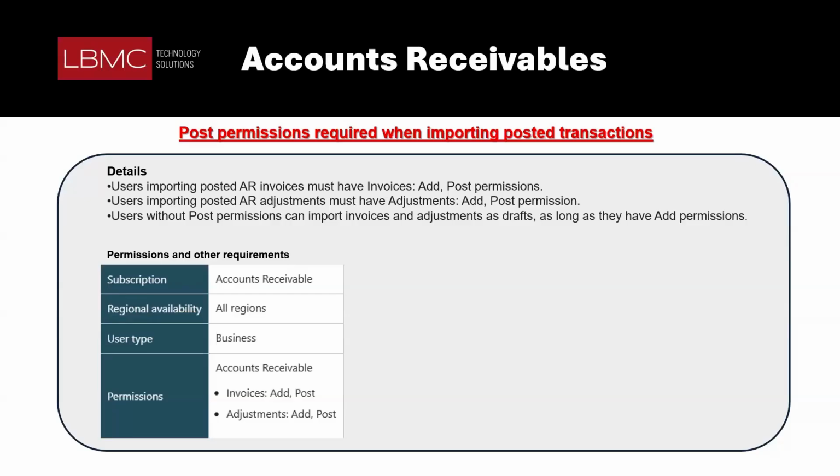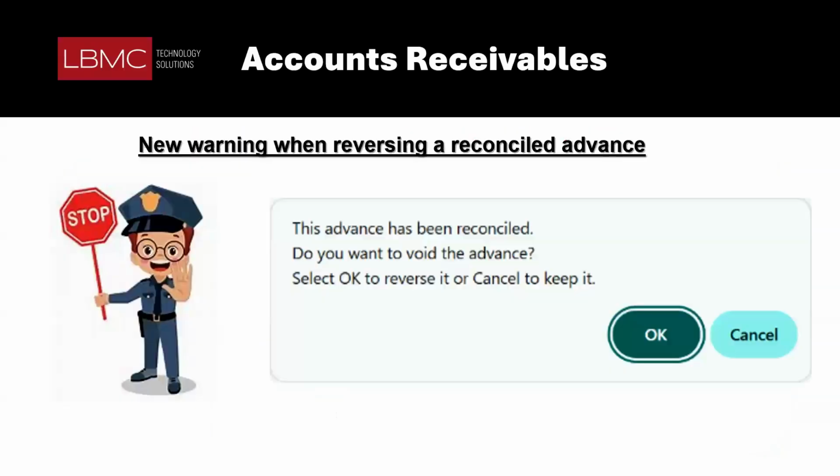Also, a reflection of accounts payable within the AR updates, you now have the new warning when reversing any transaction that has already been reconciled within the system. So when you try to reverse a customer advance, Sage Intacct will notify you that the transaction has already been reconciled. This notification will also give you more in-depth information on procedures, and it allows you to cancel that operation. You have the option to either select OK to reverse, or you have the ability to cancel that.